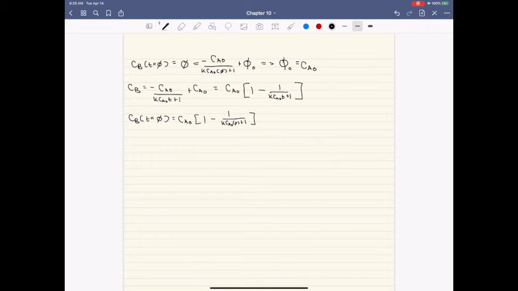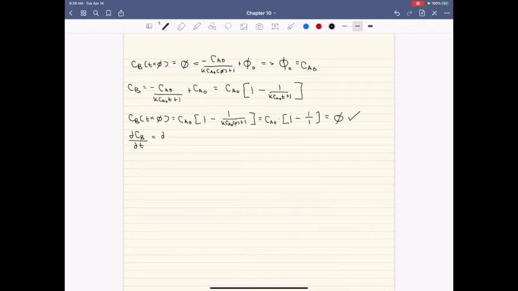So this term, the stuff multiplied by 0 becomes 0, and what we get is CA naught times 1 minus 1 over 1, and that just gives us 0. So our equation satisfies the initial condition. Let's now check to see if it satisfies the differential equation.